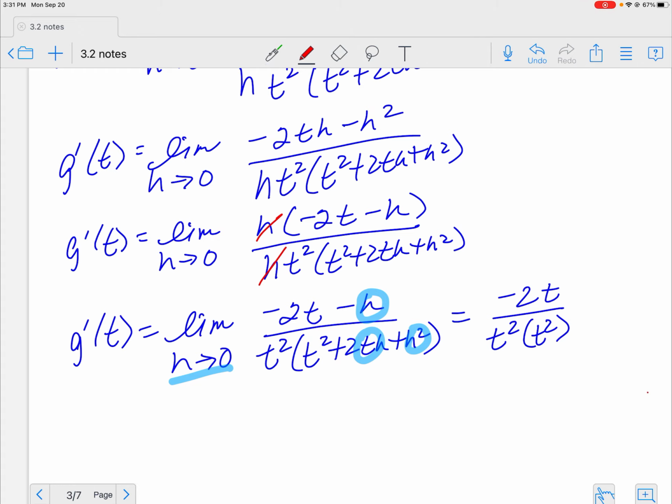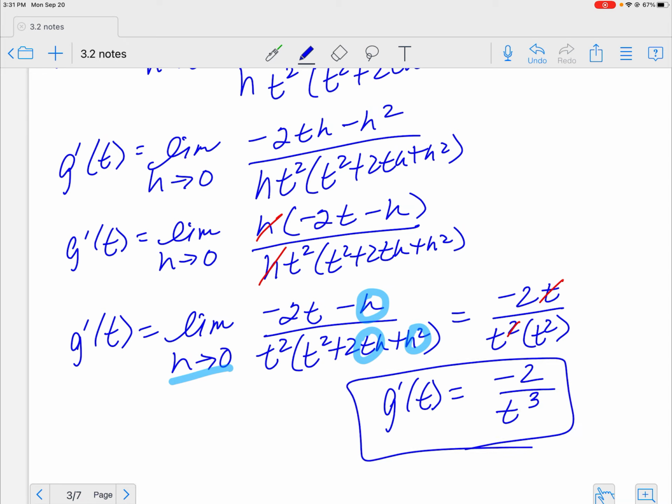Clean it up a little. One of these t's takes out one of those. So what I actually have left is g prime of t is equal to negative 2 over t cubed. Cool, right? It's not bad. Algebra, algebra, algebra. And this is really good. I really like doing these because it does a really good job of helping us practice our algebra skills.